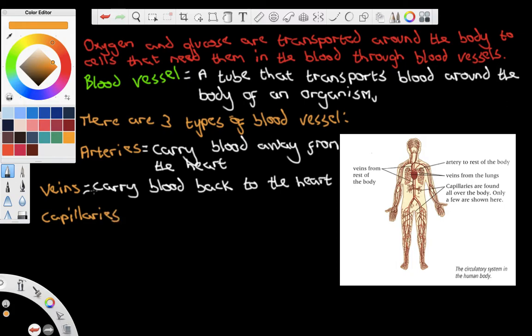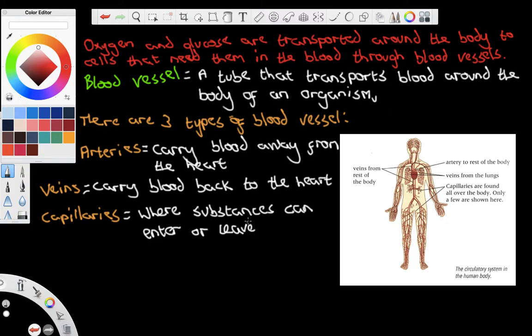Now, capillaries are slightly different. Capillaries are where oxygen and glucose are swapped from the blood to the surrounding areas. Okay? So for the capillaries, we can say where substances can enter or leave the blood.